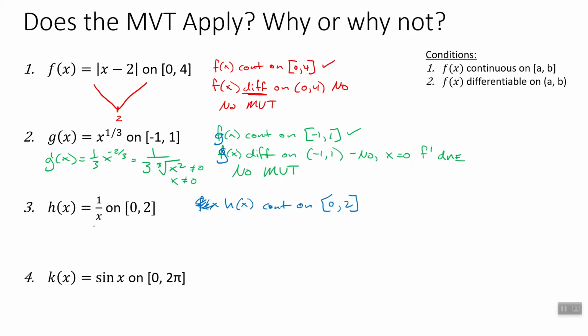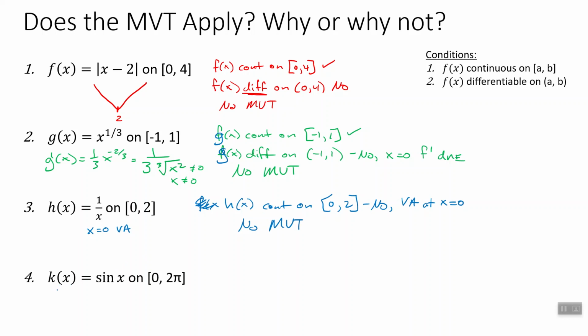All right, so where is this guy not continuous? Well, at x equals 0, we have a vertical asymptote. That's not continuous. That's the endpoint. This includes the endpoint, so this is a no. We've got a vertical asymptote at x equals 0. So no MVT here. We don't even have to check the other one. Doesn't matter, as long as it's not continuous, we're done.